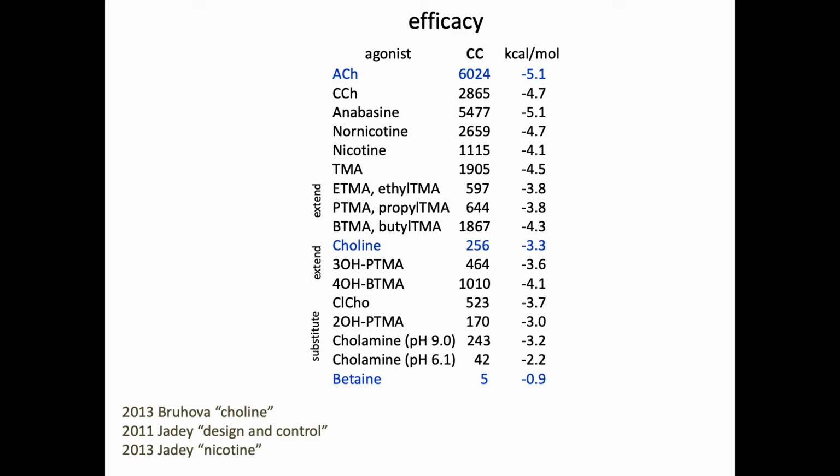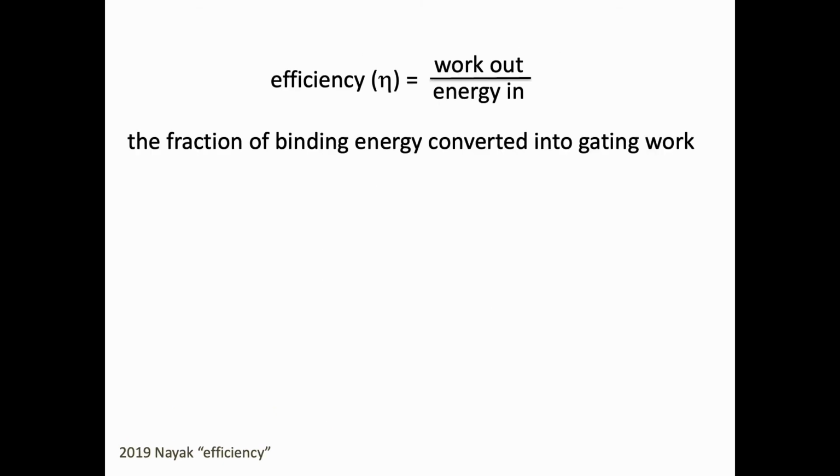The main point I want to make here is that, as with affinity, efficacy can be anything. It's spread all over the map from 5 to 500 to 5,000. It's just all over the place. So that's affinity and that's efficacy. So finally we get to efficiency.